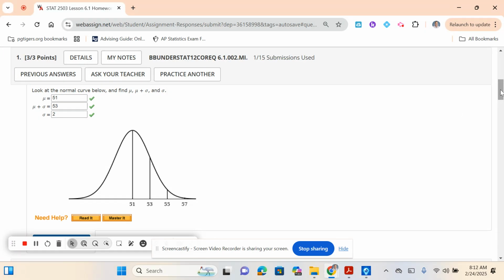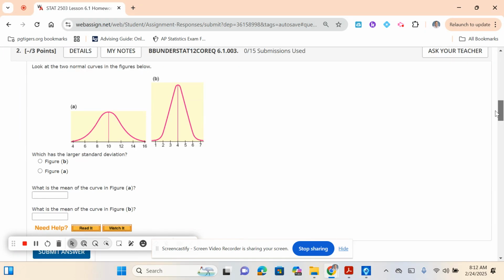Okay, making sure I didn't go too fast. All right. Look at the two normal curves in the figures below. Which one has a larger standard deviation? So now let's think about this. Standard deviation is a measure of spread. Or you could eyeball it. But which one has a larger standard deviation? Which one's more spread out? A or B? A, good.